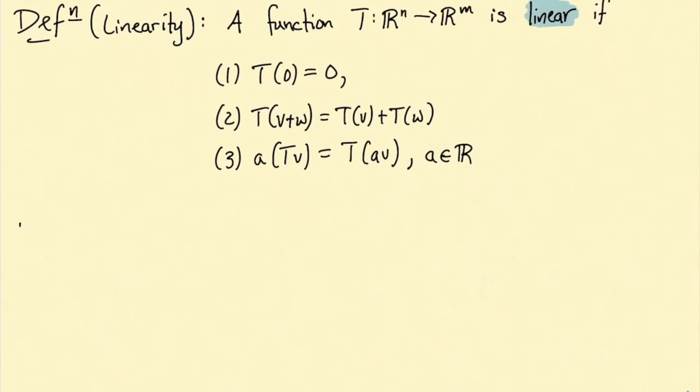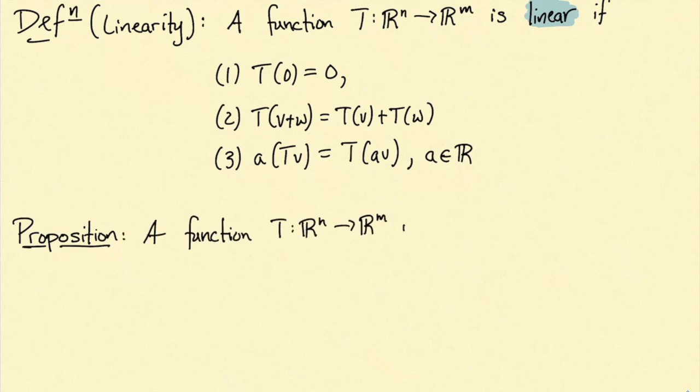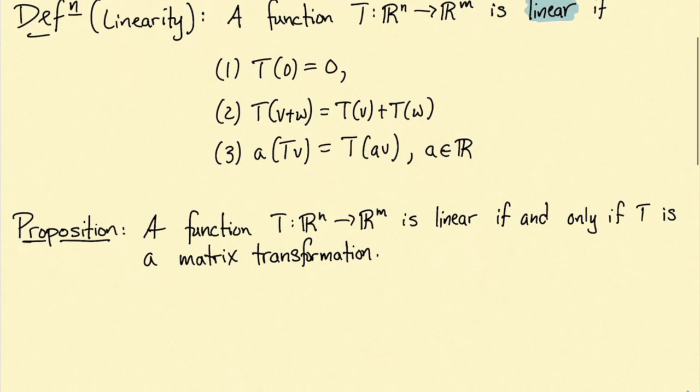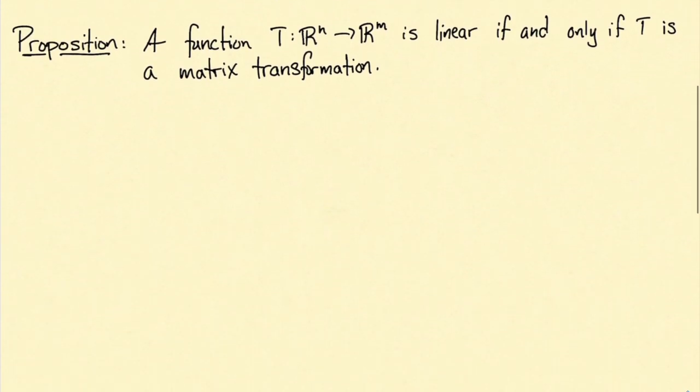Our first proposition is the following. A function T from Rn to Rm is linear if and only if T is a matrix transformation. That is to say, T applied to v is equal to A times v for some m by n matrix A. The proof of this proposition is actually really instructive, so we're going to run through that.